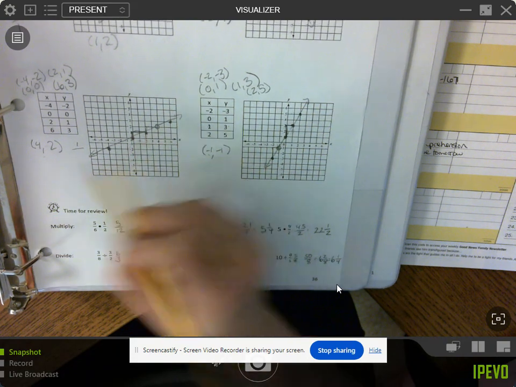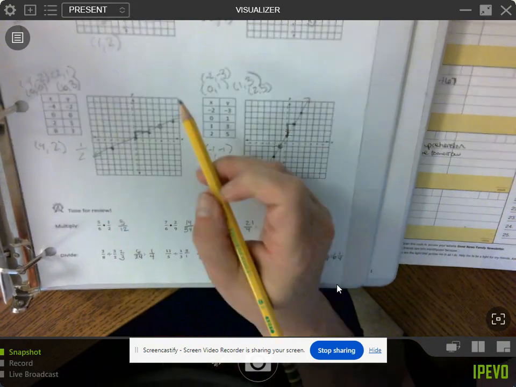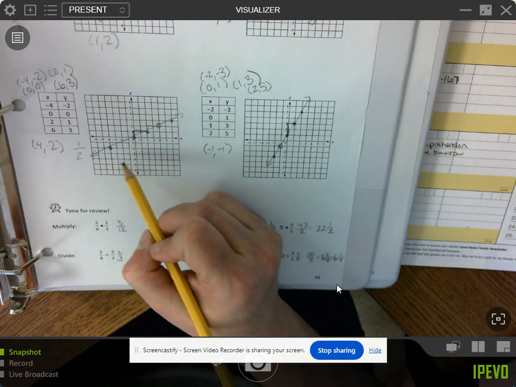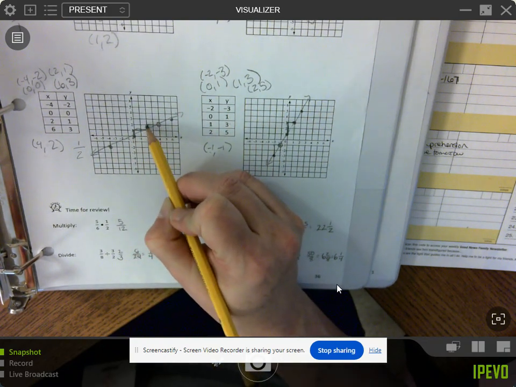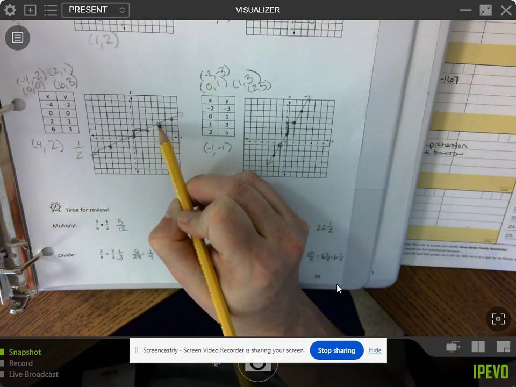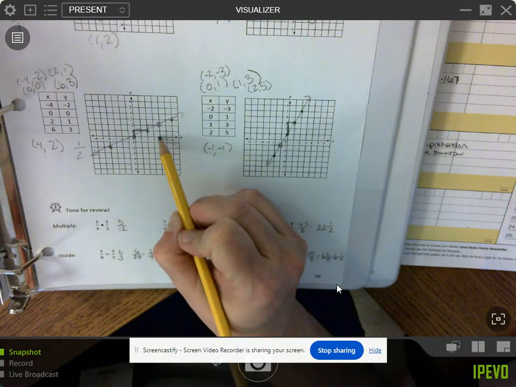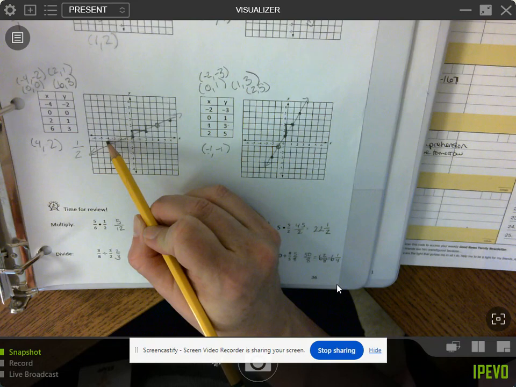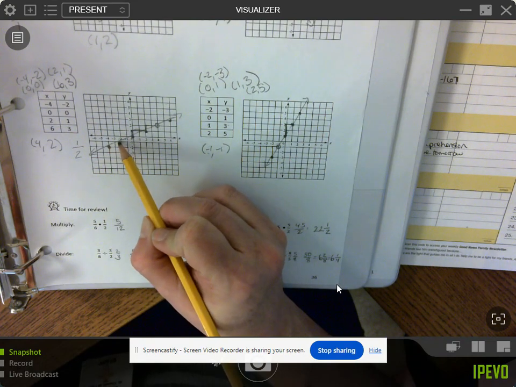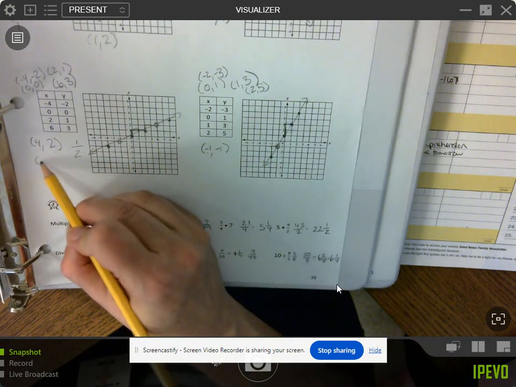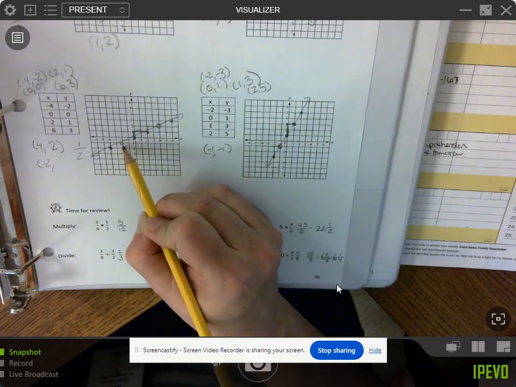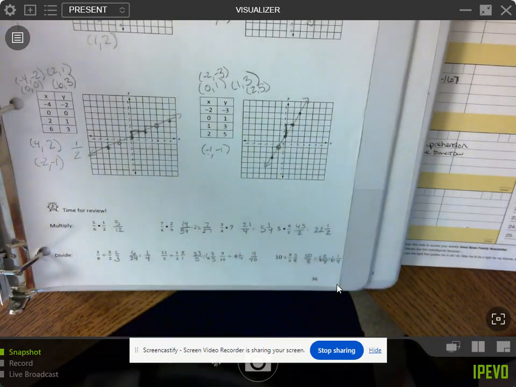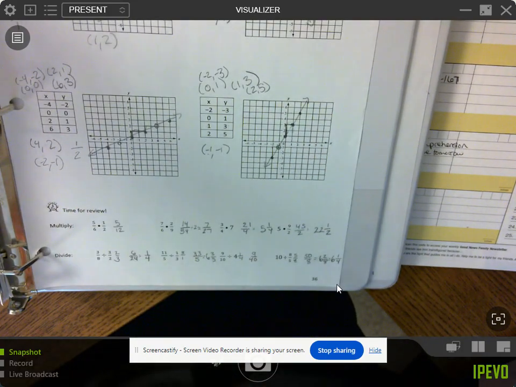and over 2. So then to find a point that isn't already written, I went up 1, over 2, and I got 4, 2. I could have gone here and went up 1, over 2, and I would have gotten negative 2, negative 1. Is there any other points people got that you want to make sure work?